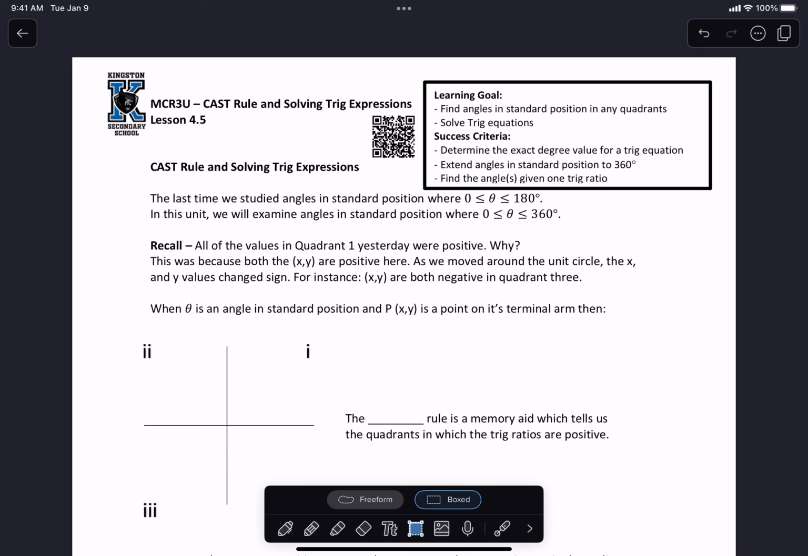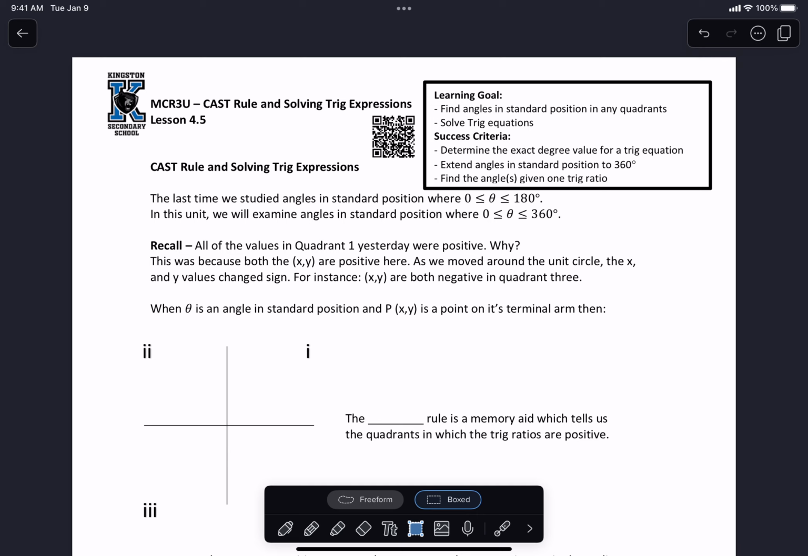Okay, so this is lesson 4.5. We're specifically looking at the CAST rule and solving trig expressions without the use of a calculator. What we're going to find today, we would have learned yesterday as we were working through putting coordinate points on these Cartesian grids and then coming up with the radius from those points and subsequently finding the angle.